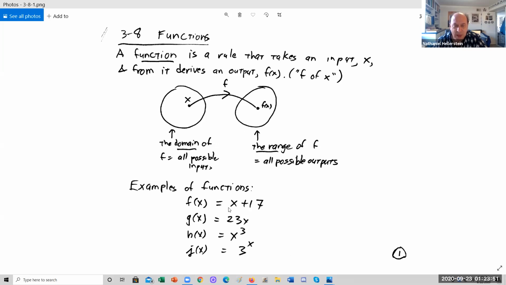Here are some examples. x plus 17, this is the add 17 function. 23x, this is multiply by 23. x to the third, the cubing function. 3 to the x, this is the exponential base 3 function.